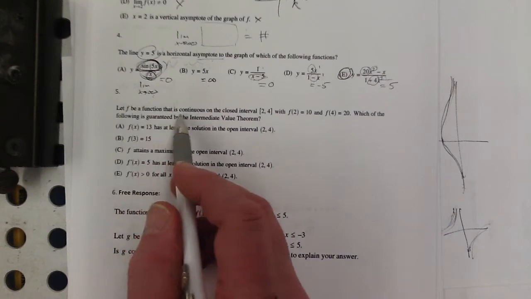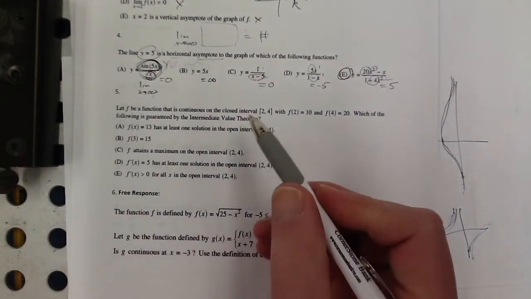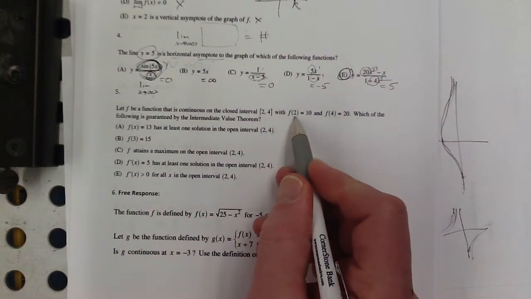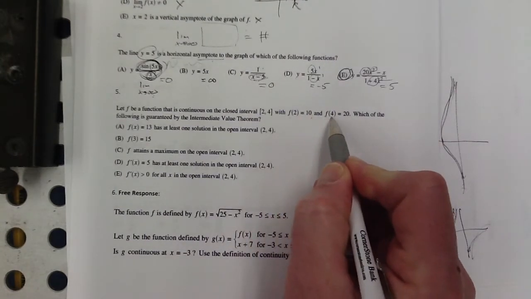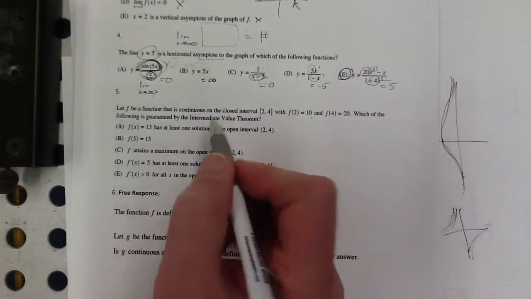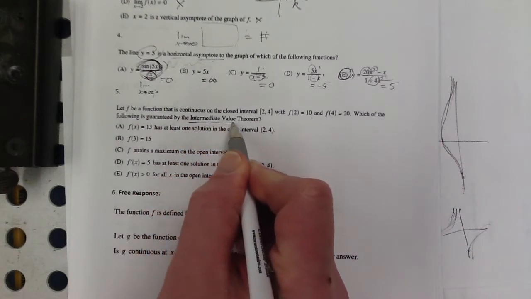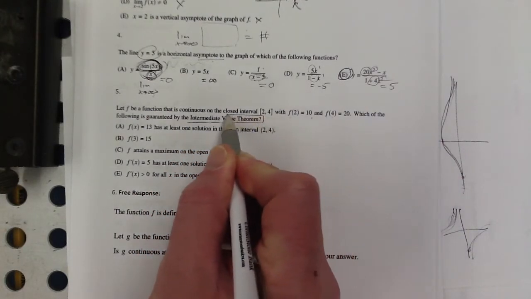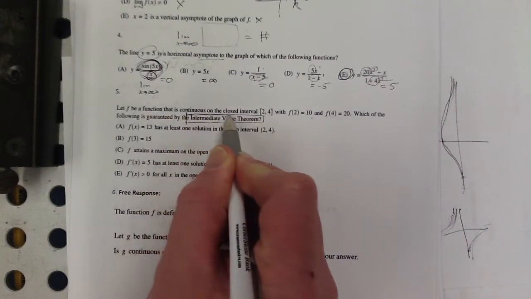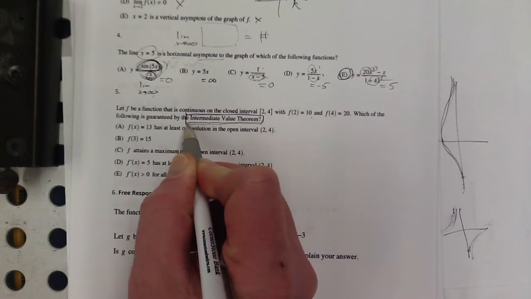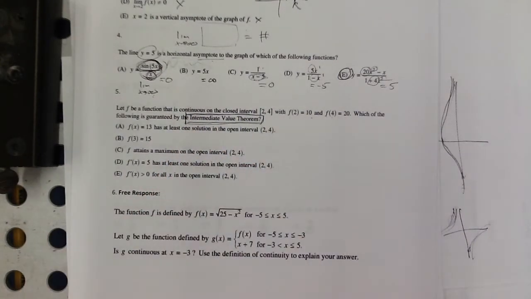Number 5, let f be a function that's continuous on the closed interval from 2 to 4, with f of 2 equals 10 and f of 4 equals 20. Which of the following is guaranteed by the intermediate value theorem? What the heck is that? The intermediate value theorem, the IVT. Oh, let's see. Where did we find that? It's in section 2.5, I think, is where the IVT lives.